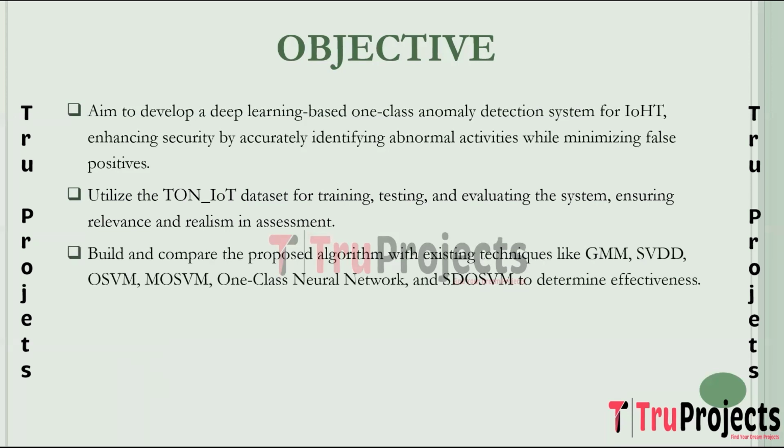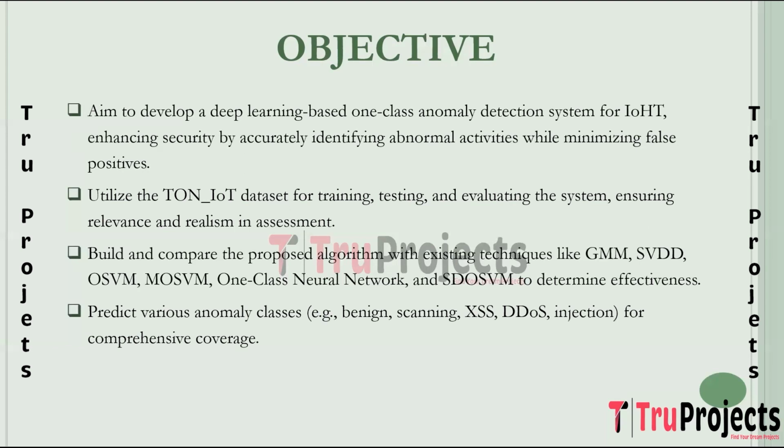The goal is to build and compare the proposed anomaly detection algorithm with the existing techniques such as Gaussian mixture model, support vector data description, which is SVDD, one-class support vector machine, which is OCSVM, multi-class one-class support vector machine, which is MOCSVM, one-class neural network, and subclass dispersion one-class support vector machine to evaluate its effectiveness and superiority.